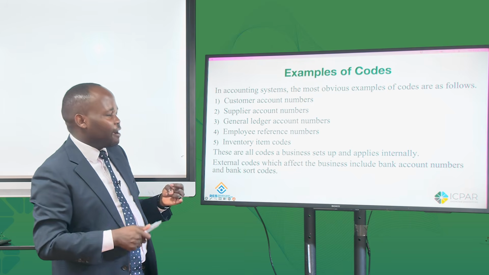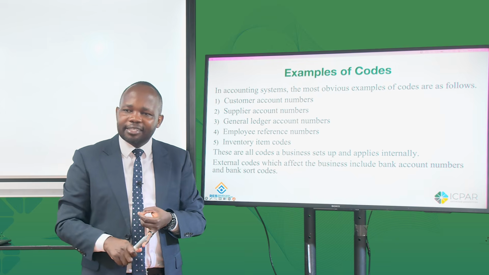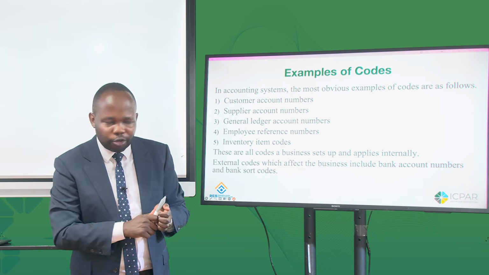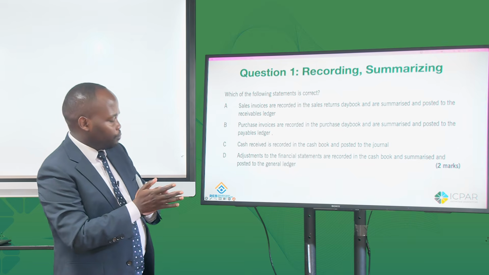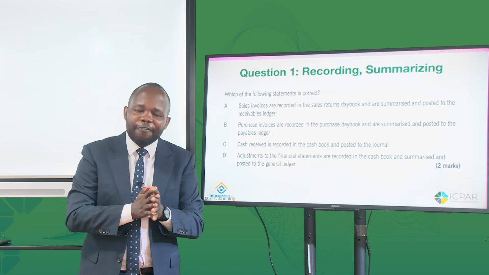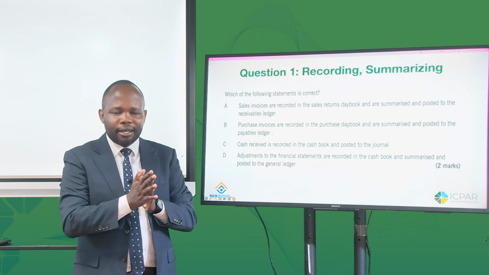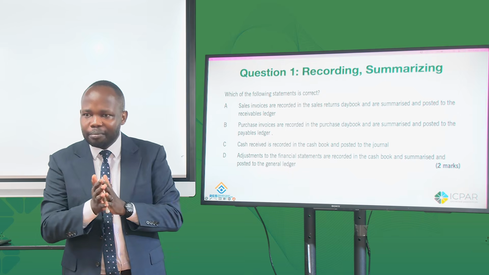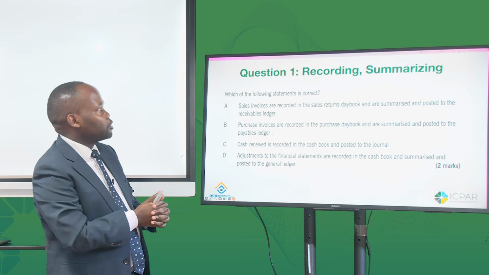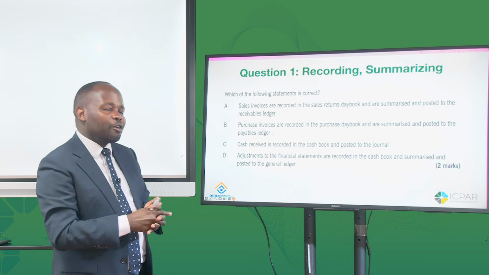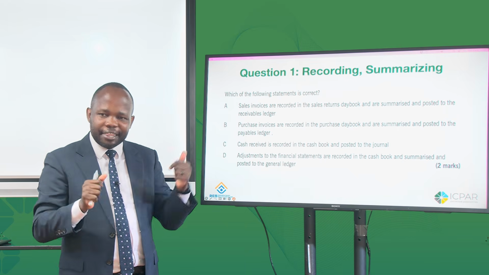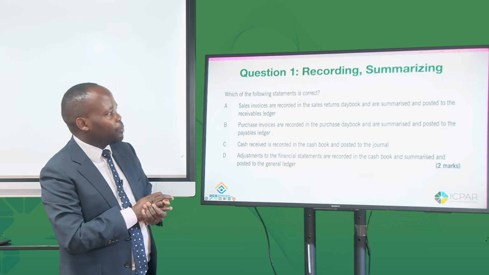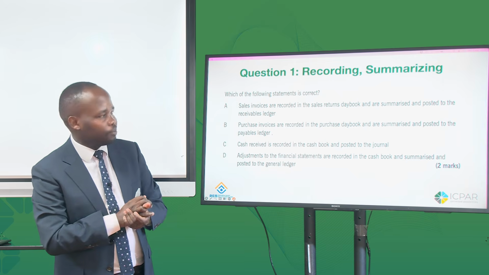So codes can affect customers, suppliers, employees, general ledger, and inventories. Now, let's look at around 5 questions on recording, summarizing, and posting business transactions. So the first question we'll look at: how does the examiner test questions in this topic? That is our focus. This topic is basically theoretical.